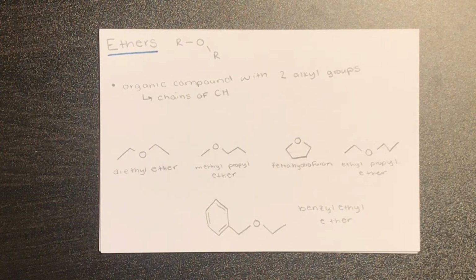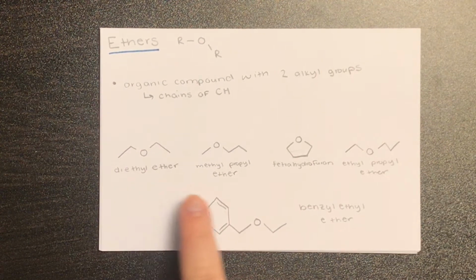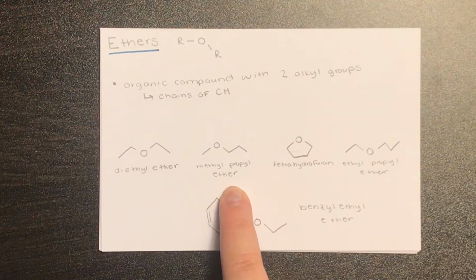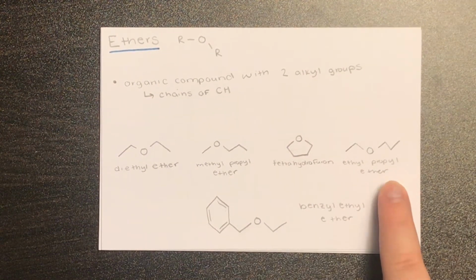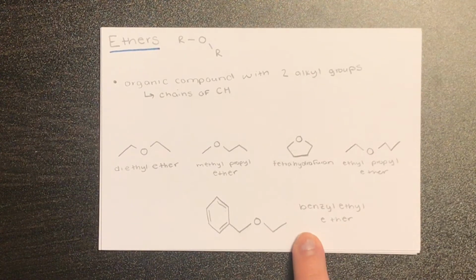An ether is an organic compound that consists of two alkyl groups, which are chains of carbon and hydrogen atoms, bound to an oxygen atom. Here are some examples of ethers. We have a diethyl ether, methylpropyl ether, THF, ethylpropyl ether, and benzyl ethyl ether.